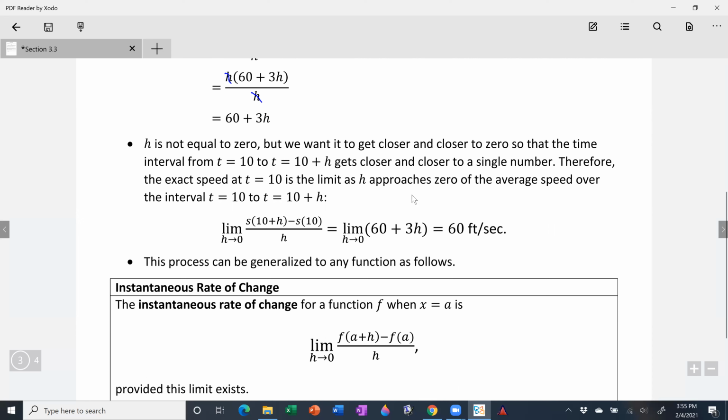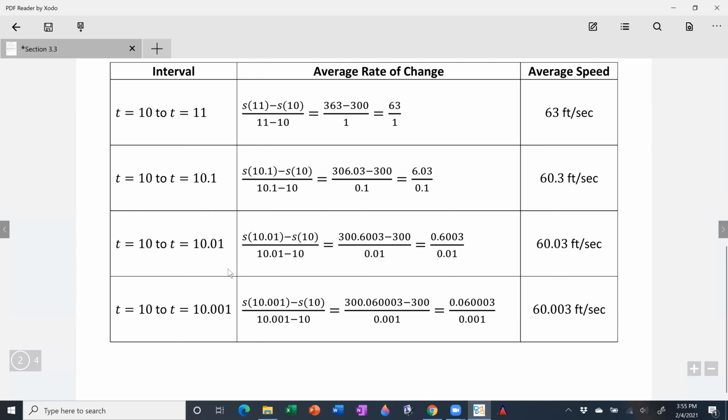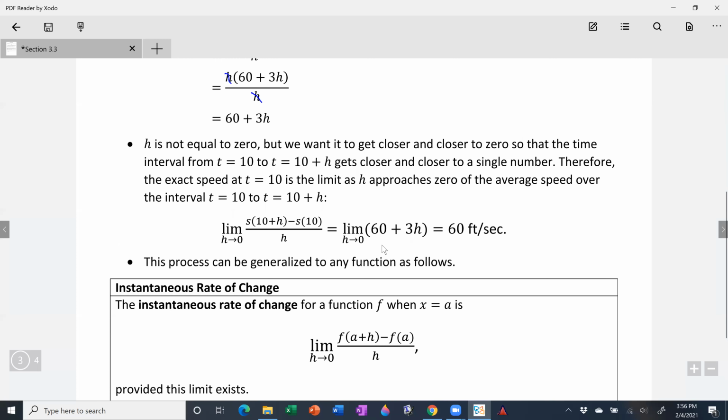And so this is kind of a proof of what the table was showing us. We were thinking as we let this interval get smaller and smaller so that it seems like it's including just a single point at t equals 10, it looked like it was approaching 60. And if we use that formal limit notation here, then it is 60 feet per second exactly at t equals 10. Awesome stuff. And then of course we want to generalize that.